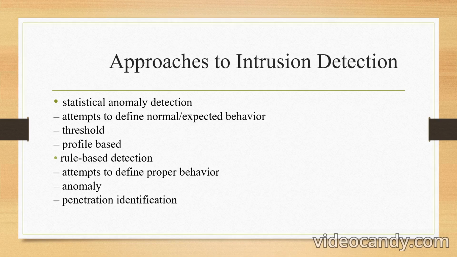Next approach is called rule-based detection. This involves an attempt to define a set of rules that can be used to decide that a given behavior is that of an intruder. In anomaly detection, rules are developed to detect a deviation from previous usage patterns. Penetration identification is an expert system approach that searches for suspicious behavior.